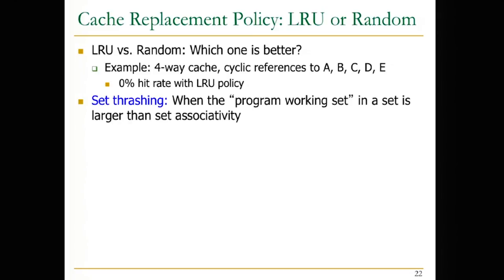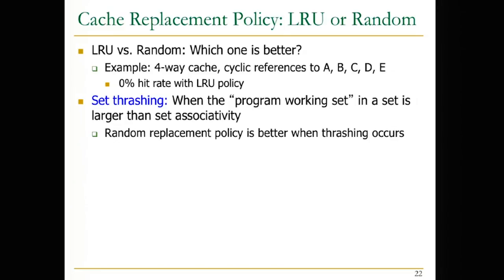So this is an example of set thrashing. When the program working set in a set is larger than the set associativity. Working set is the set of data blocks that you reference at a given time. If that program working set is greater than the set associativity, you're really thrashing the cache. In this case, it's A, B, C, D, E. Your working set is 5 blocks for that set, and that's greater than 4. So in that case, LRU is terrible. In that case, random replacement policy is better when thrashing occurs.